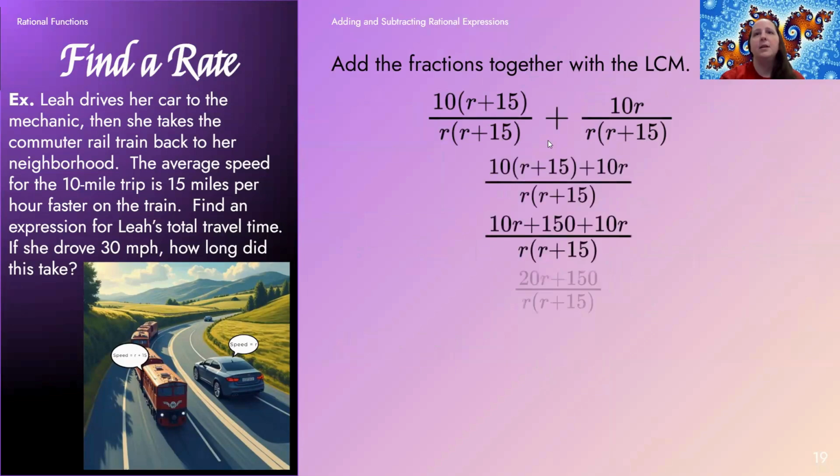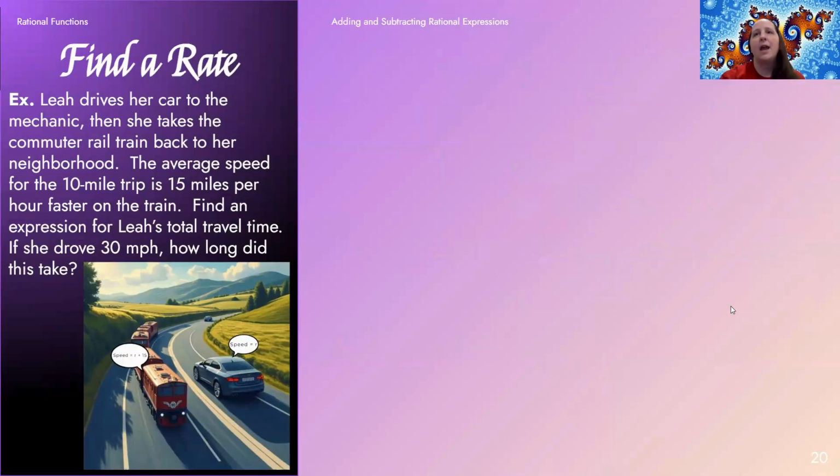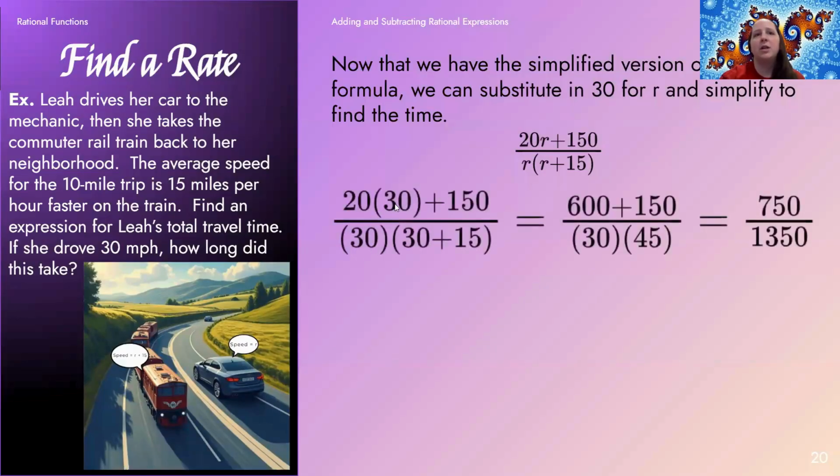Okay. So that gives me 10 times R plus 15 plus 10R, which is 10R plus 150 plus 10R, which is 20R plus 150. Right. Now that we have a simplified version, we can substitute 30 miles per hour in the rational expression for R and solve and simplify to find the time.